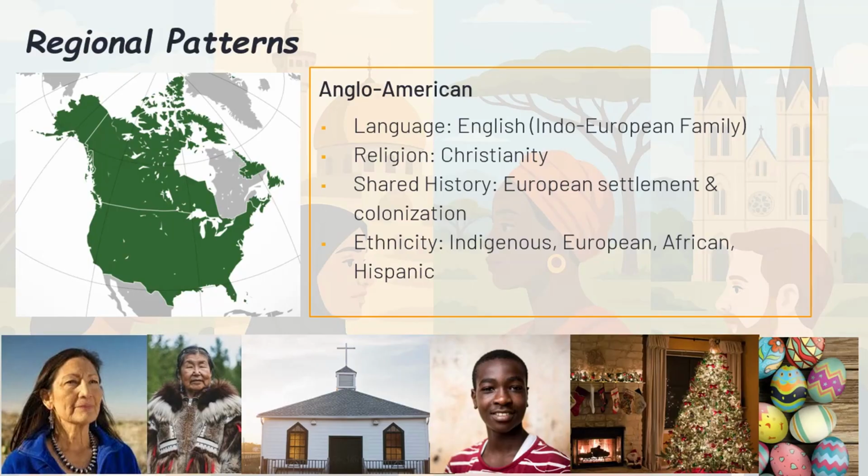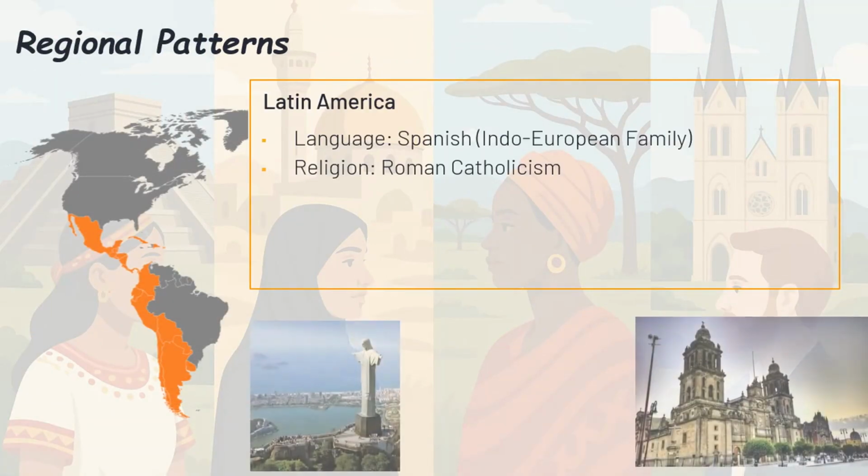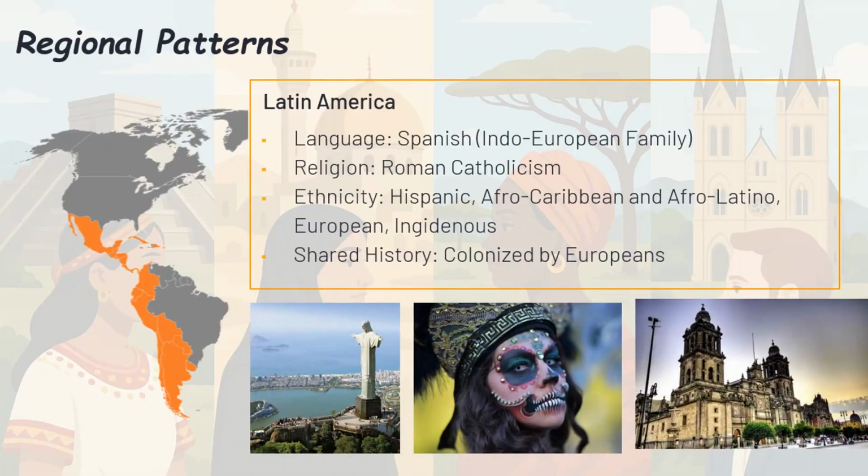Now let's slide down the map to Latin America, where the cultural vibes shift, but the patterns are still strong. Next stop, Latin America, where the language is Spanish, the vibes are vibrant, and the culture runs deep. Spanish, part of the Indo-European language family, spread here through colonization, and Roman Catholicism became the dominant religion thanks to European missionaries. But don't forget, Latin America isn't a cultural copy-paste. It's a fusion. You've got Hispanic traditions, indigenous roots, Afro-Caribbean and Afro-Latino identities, and European influence all blending together. That's why you'll see Day of the Dead altars next to Catholic cathedrals and hear reggaeton bumping from colonial-era buildings. The shared history, colonization, came with both cultural imposition and resistance, shaping the unique landscape we see today.